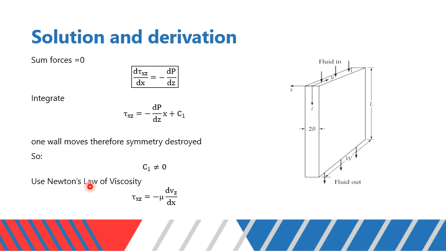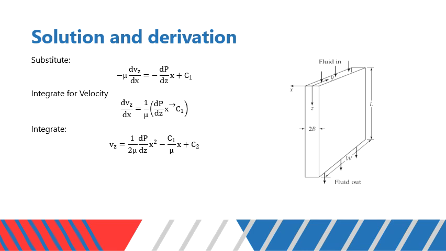Now we will use Newton's law of viscosity to find tau xz, which will be minus mu d vz by dx. This relates shear stress with the velocity gradient. Now we will substitute tau xz, which will help us to find C1. Now we will integrate. We get vz equals half dp by dz x squared over mu, minus C1 x by mu, plus C2.